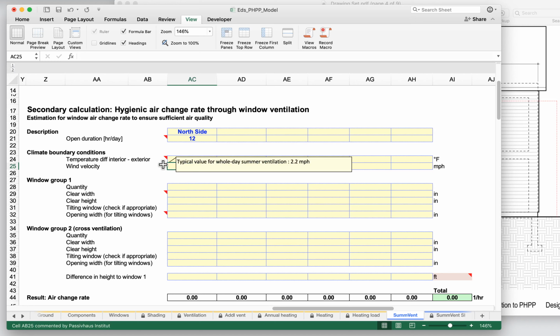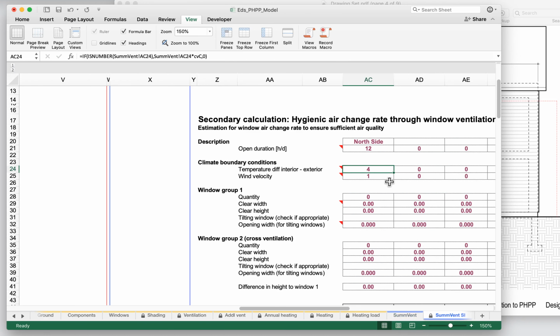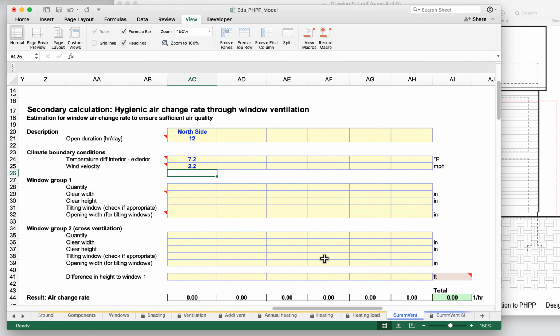Now the wind velocity is correct. So this tells us to put in 2.2 miles per hour, which resolves to, I think, 1 meter per second. We'll just double check that by going to the SI worksheet. Yes, 1 meter per second there. All right, fine. So those are input there. So those are reasonable values. I don't know how to determine those values. If you don't like those numbers, I don't know what to tell you. I don't know where they got these numbers from. I just take them from the little tool tips here.